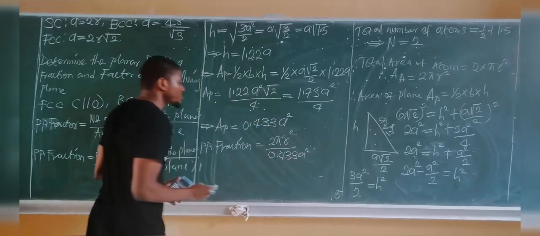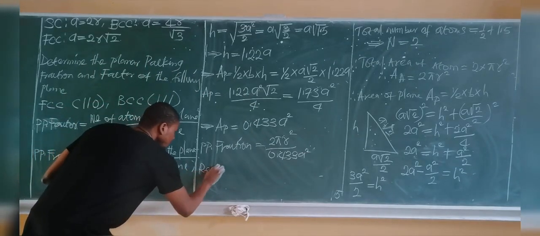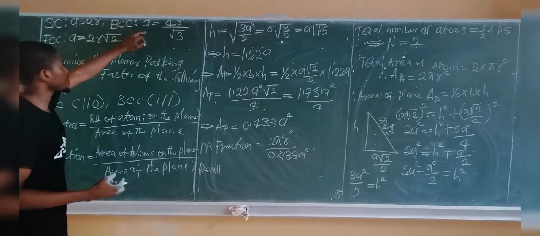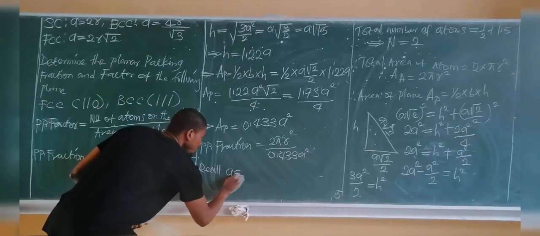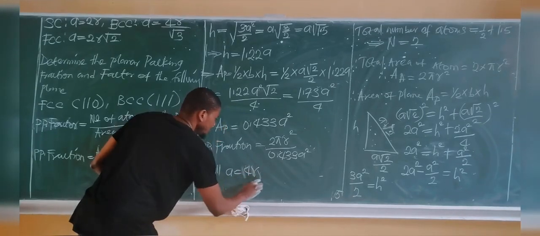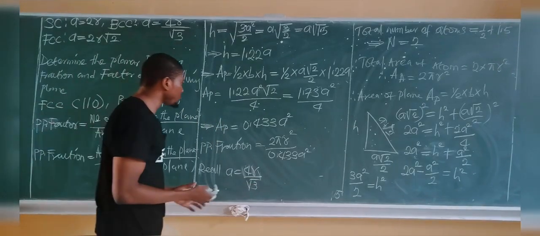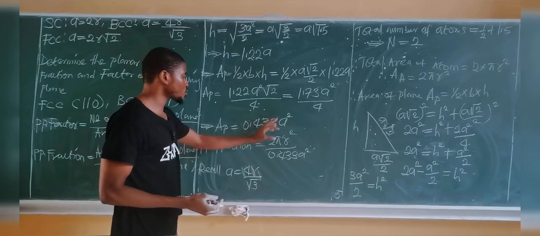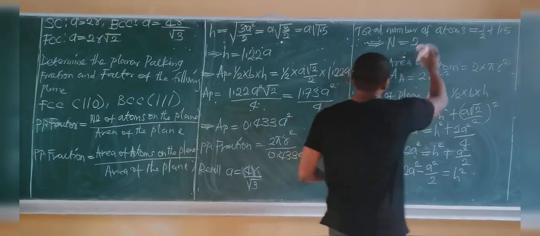0.433 a squared. But not forgetting, recall we said earlier, okay, that for a body center cubic structure, a is equal to 4r all over root 3. That means a equals 4r divided by root 3. We said a is equal to this. So this simply means that the area of the plane, which we obtained as 0.433 a squared, can be rewritten, okay, let's do that over here.